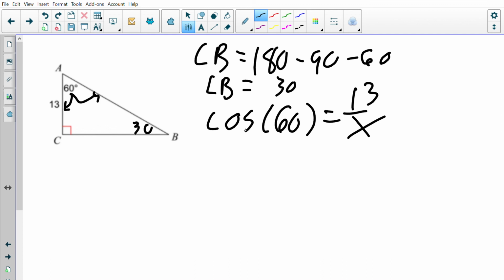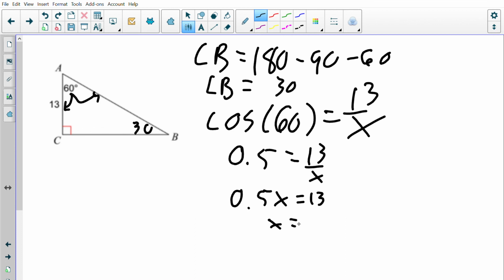So cosine of 60, I got 0.5. Multiply by x. Divide by 1/2. And I find that x is equal to 26. So our hypotenuse is 26.